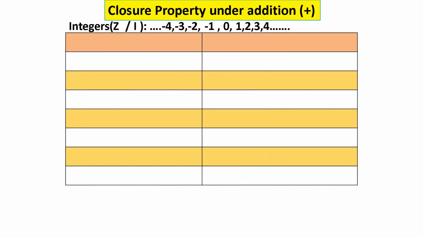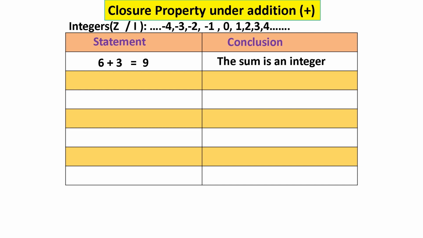First, closure property under addition. Now, we know very well integers are positive, negative and 0. In this table, we observe statement 1 and conclusion. What is the statement here? 6 and 3. 6 is one of the integers, 3 is one of the integers. The sum is, we get 9. 9 is also an integer. So the sum is an integer.